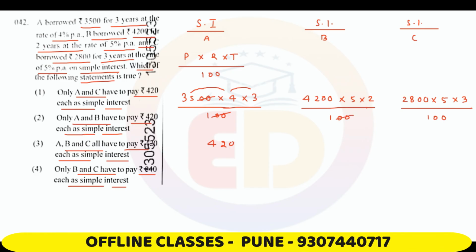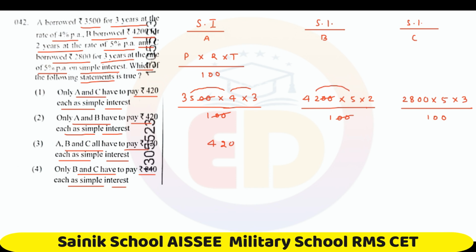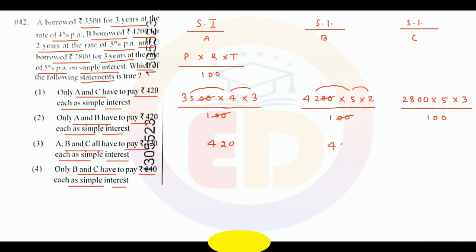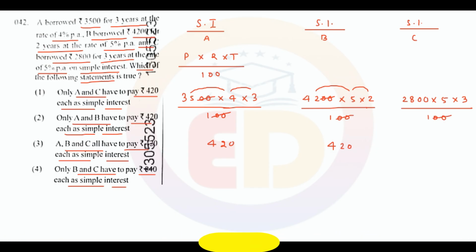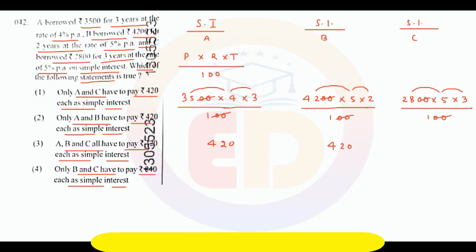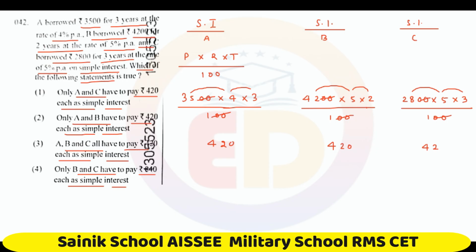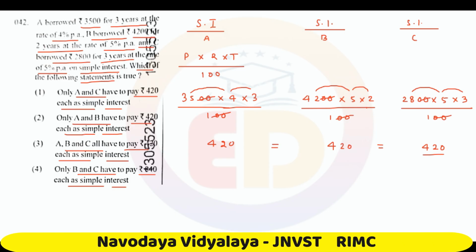For B, the simple interest will be, cancelling the 0, 42 into 5 is 210, 210 into 2 is 420. And for C, cancel the 0. 28 into 5 is 140, 140 into 3 is 420. So all of them are paying the equal amount of simple interest. So our answer will be option number 3.